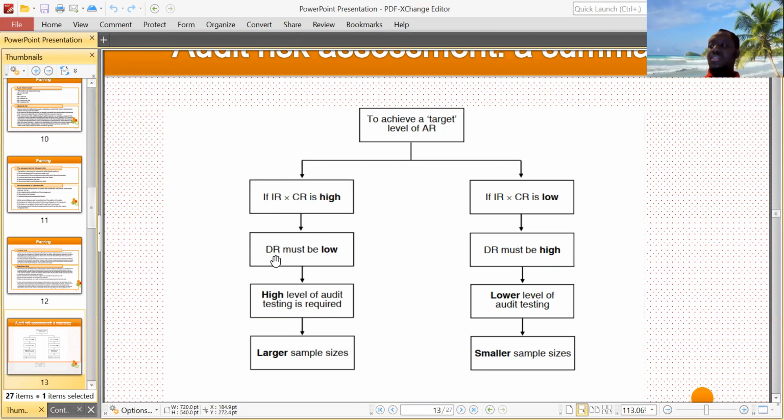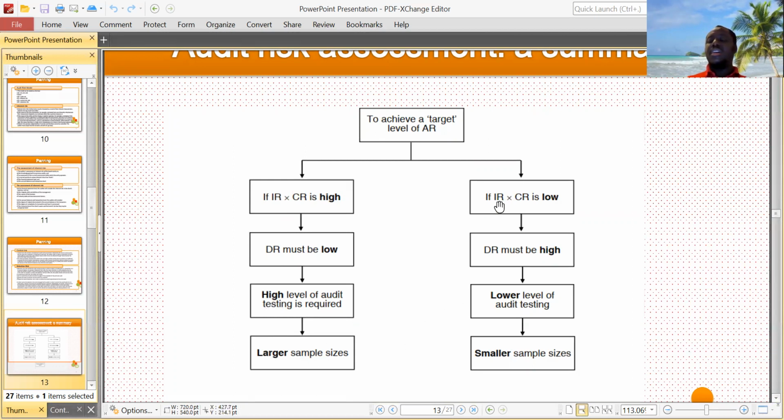Right? If inherent risk and control risk are too high, then you can't afford for your detection risk to be high. Otherwise, you are aggravating the problem. So your detection risk must be low. If your detection risk is going to be low, what do you do? You test more. Just like when you're going to write an exam, and you don't want your risk of failing to be high, what do you do? You go through your work. You make sure everything is okay. So a high level of testing will be required, and so will a larger number of sample sizes.